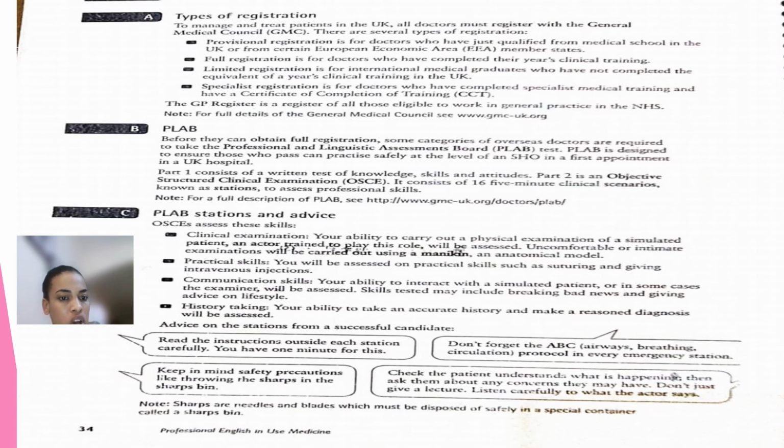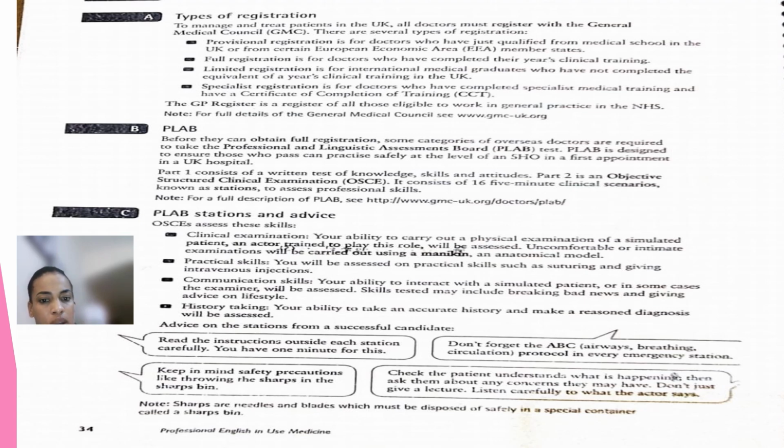Part 1 consists of a written test of knowledge, skills, and attitudes. Part 2 is an Objective Structured Clinical Examination, OSCE. It consists of 16 five-minute clinical scenarios, known as stations, to assess professional skills. PLAB 2 stations and advice.